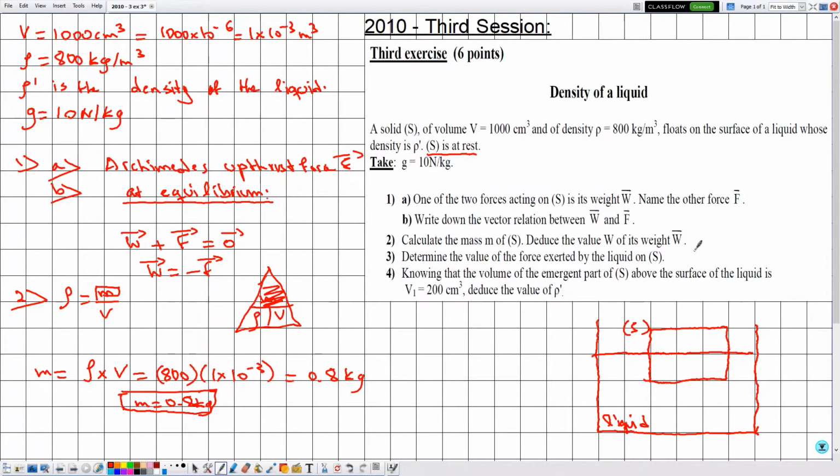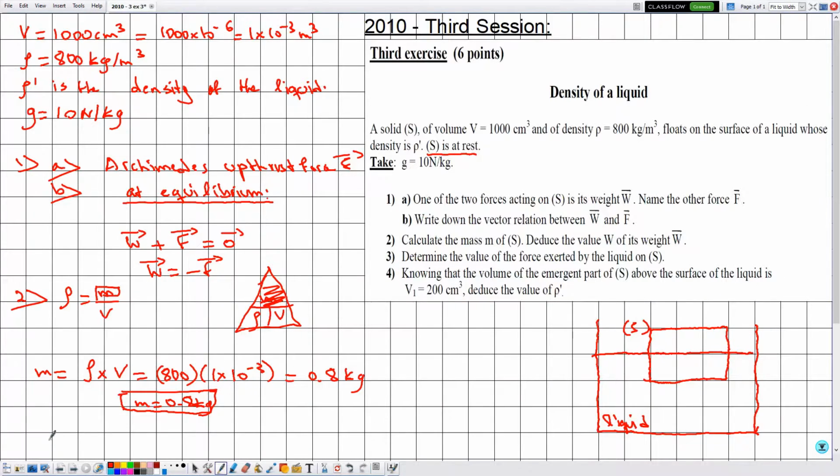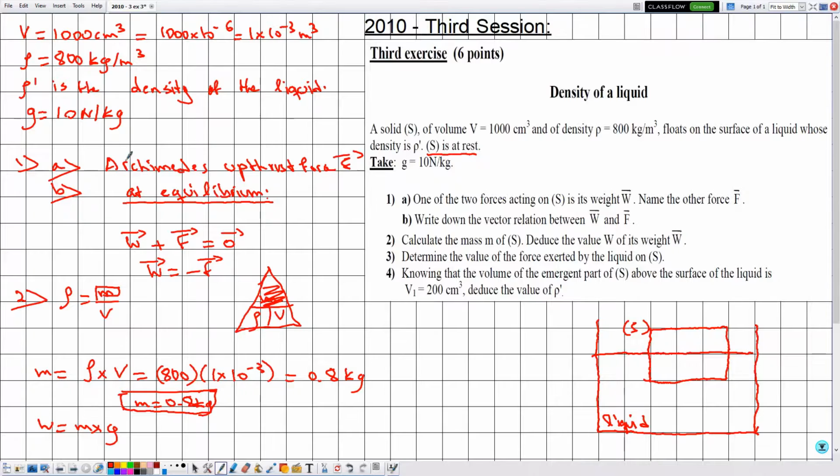Now on the same part, they are telling us to deduce the value W of its weight W vector, and by deduce it means that we need to use the previous part. In the previous part, we have determined the value of m, knowing that m and W are related via the following formula, that the weight is equal to mass times gravity. No need to construct a triangle, because this is the quantity that we want to calculate. The value of m that we already calculated is given by 0.8, and the value of g is given by 10. Now plugging this on the calculator, the value of W is given by 8.